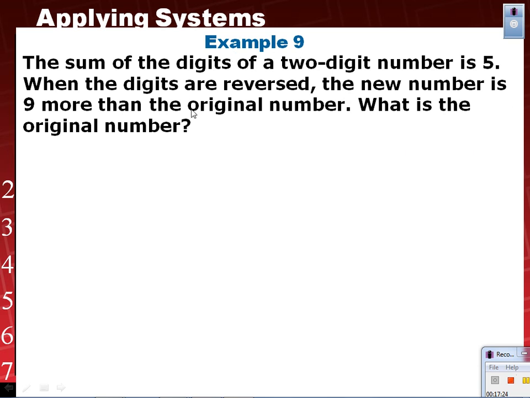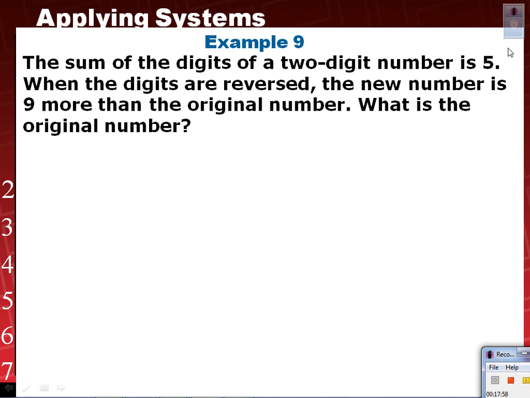So example number 9. The sum of the digits of a 2-digit number is 5. When the digits are reversed, the new number is 9 more than the original. What is the original number? Hold on. Copy that and solve it by yourself. Don't give me the answer now. Yes, question. For right now, they're just going to be reversed. Ready, go.